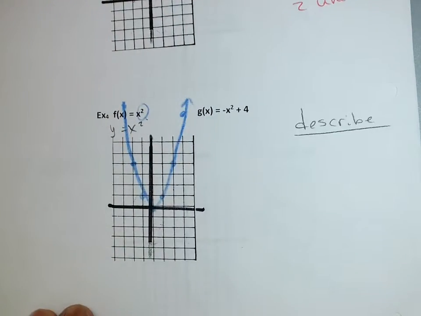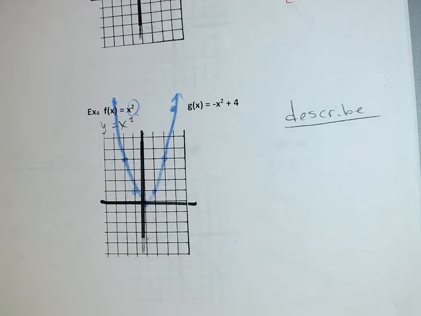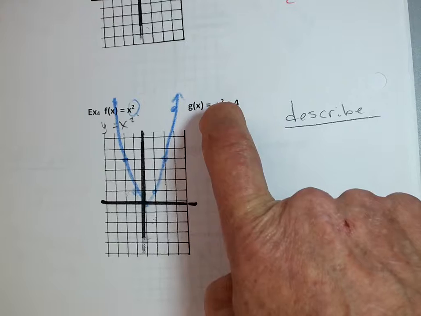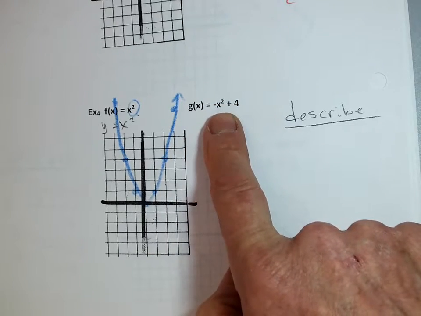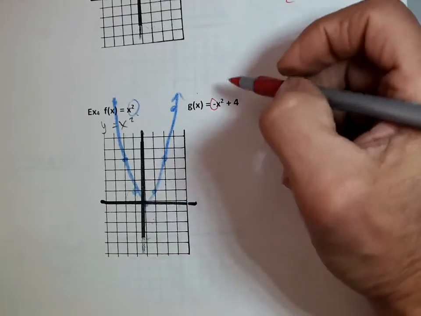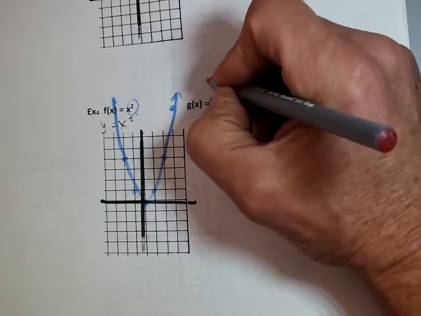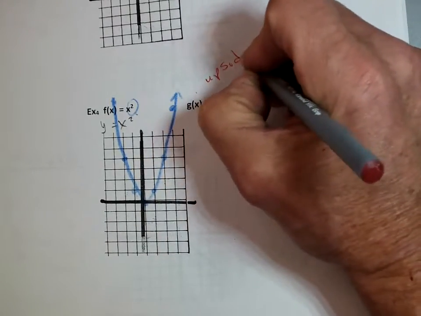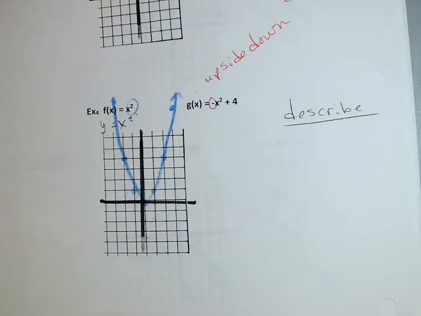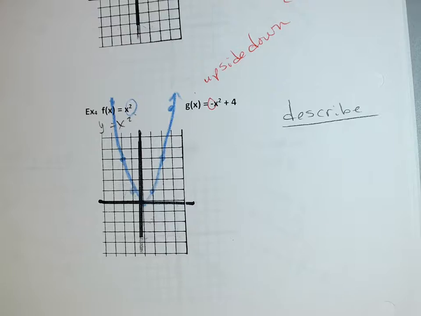All right? How am I doing? Now, what am I going to do? Well, where's this one going to be? Up 4, perfect. What about this negative, though? Upside down. Yes, that's totally right. So this one's going to be upside down. Or we could say it's a reflection over the x-axis. Fancy words, but I'm going to say that, okay? But upside down is okay for right now.